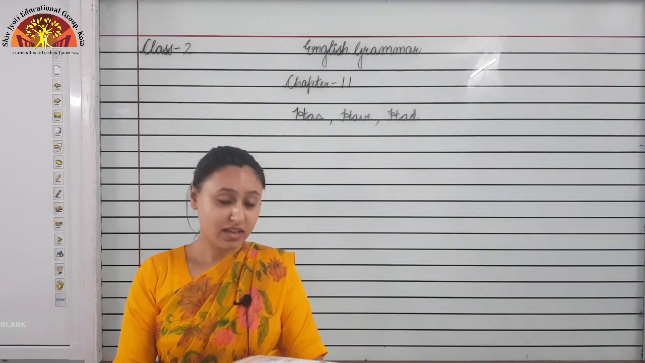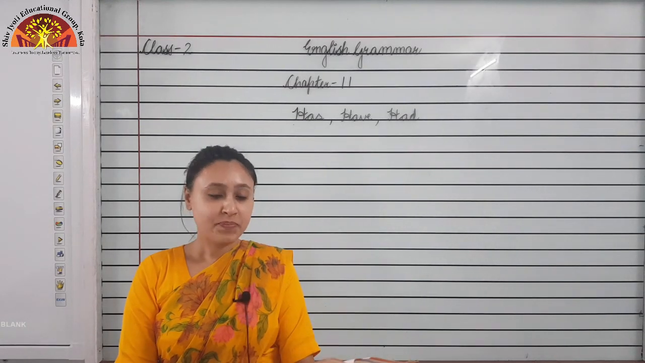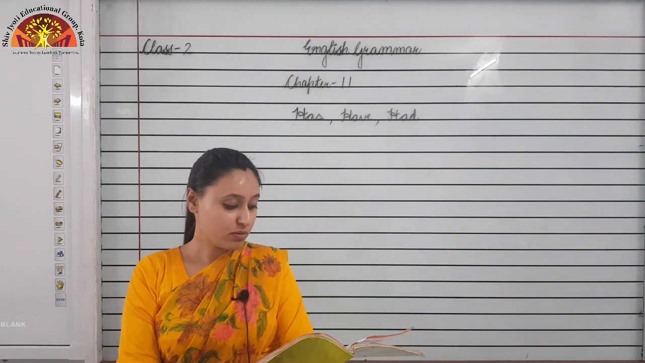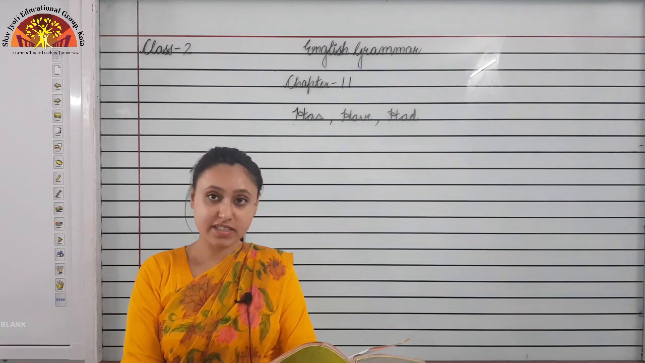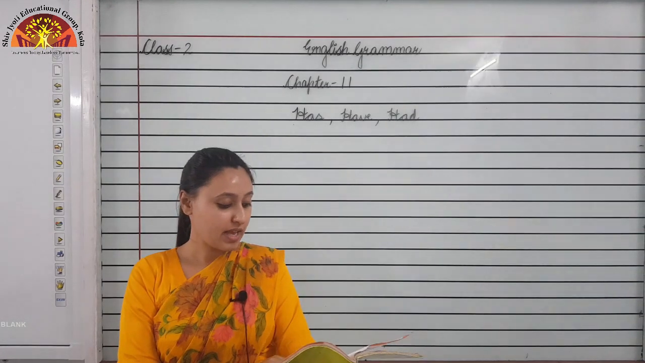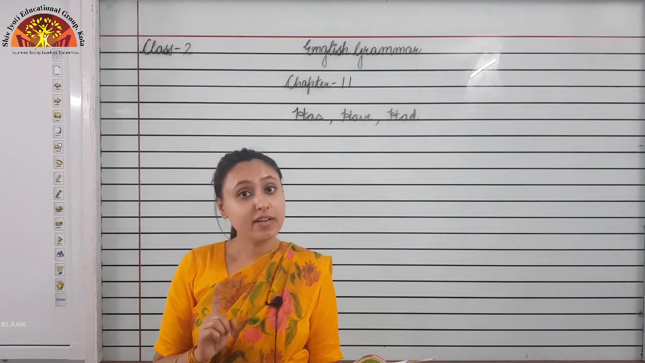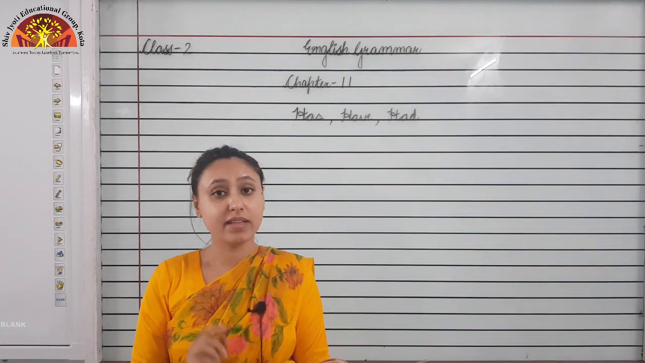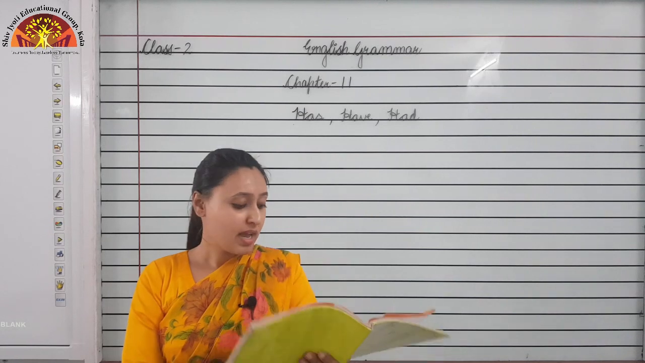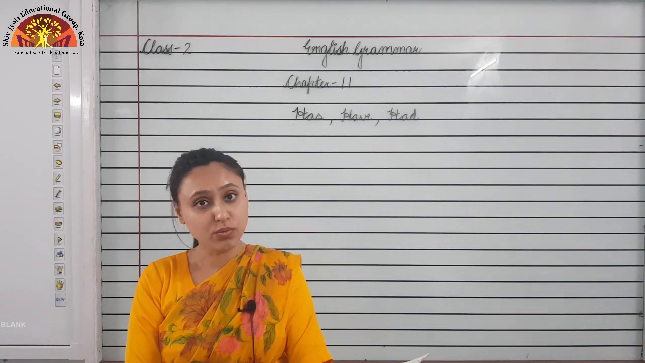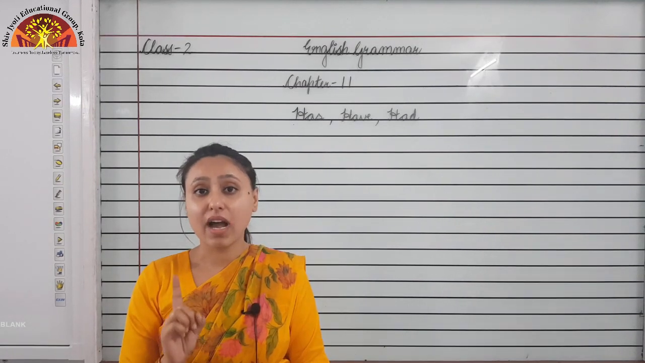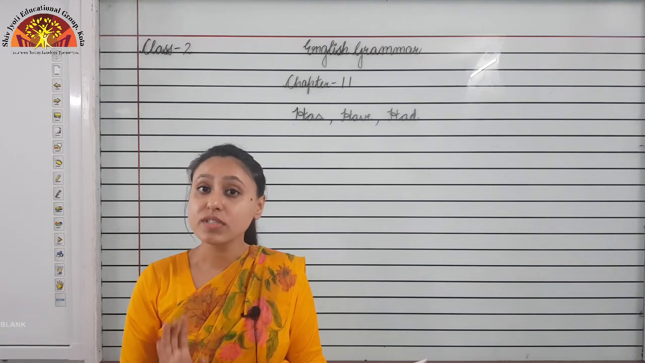So children, I hope this is clear to you. We will recall it again that we use has with he, she, it and singular nouns. We use have with I, you, we, they and plural nouns. Children, in this you have to keep in mind that we always use have with I and you. Okay. With I and you we only use have. Okay.